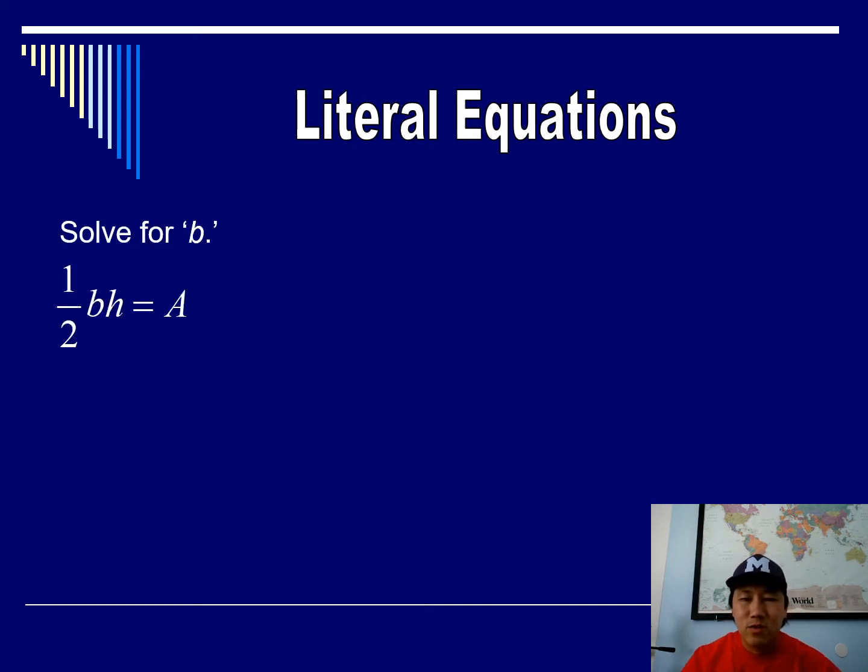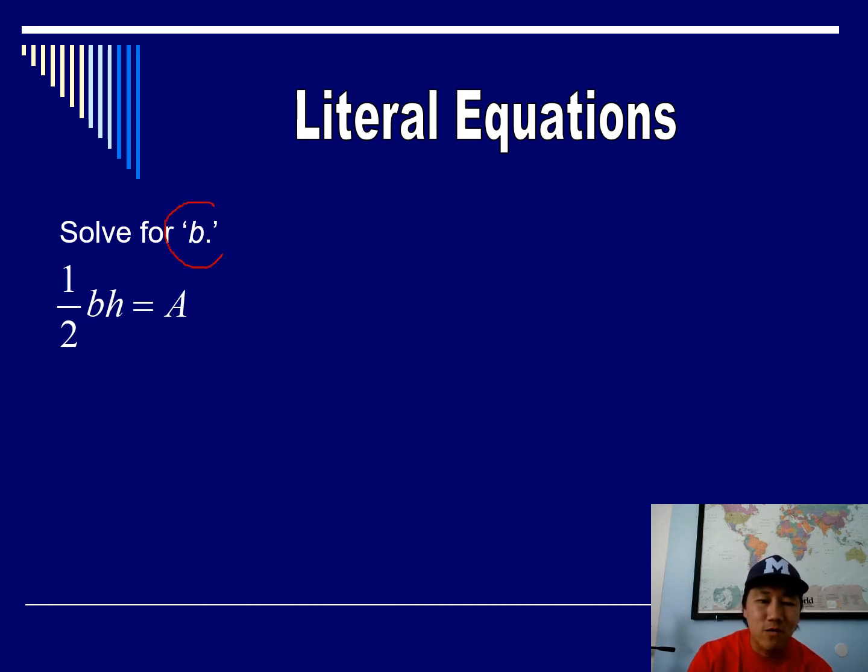Next up, we have literal equations. So literal equations are just equations that you've seen before. They're formulas that have a whole bunch of variables in it. If you look at this equation we have here, you should recognize it from geometry. 1/2 BH is equal to A. The B stands for the base, the H stands for the height, the A stands for the area. So area equals 1/2 base times height. That is the formula for the area of a triangle. Alright, but we won't worry about the shapes right now. We're going to be worrying about the algebra.